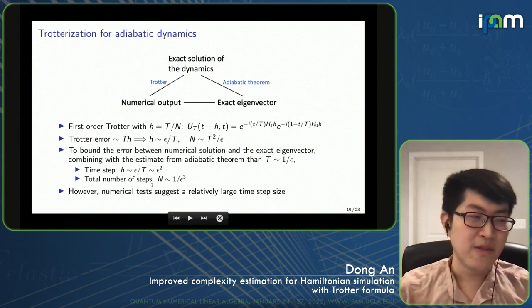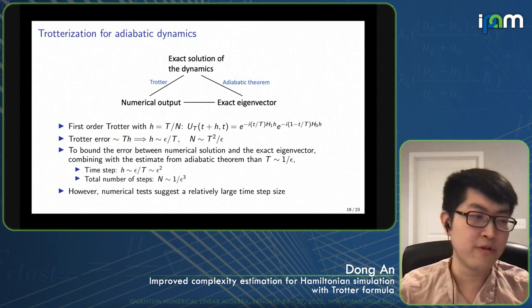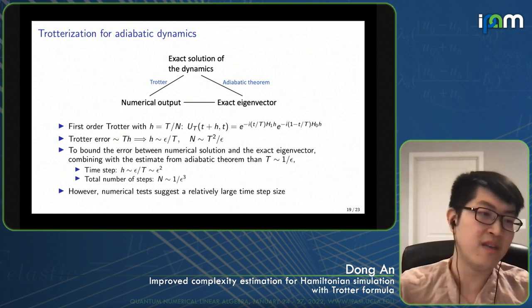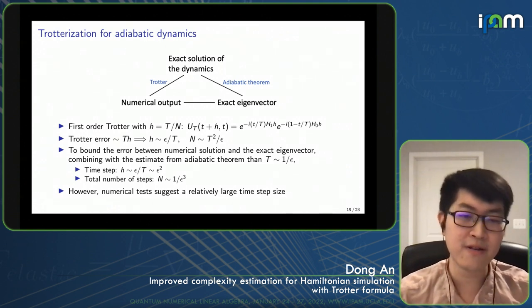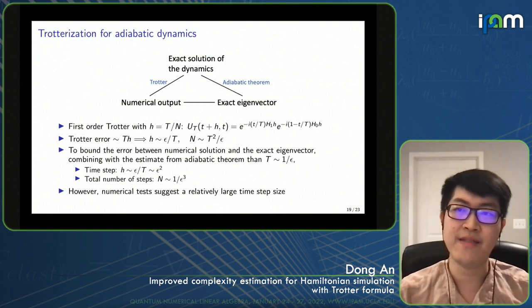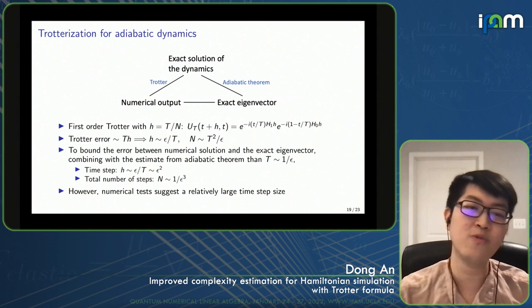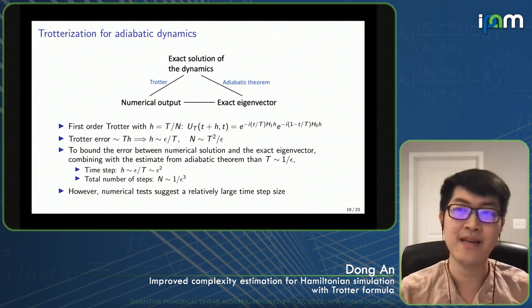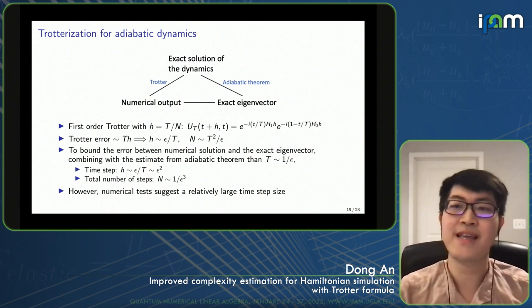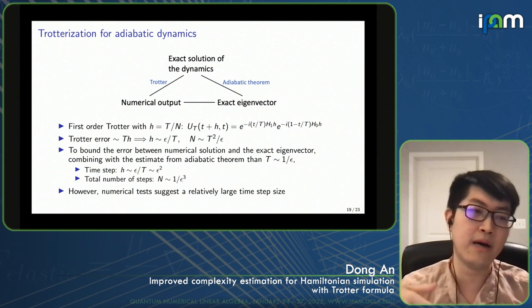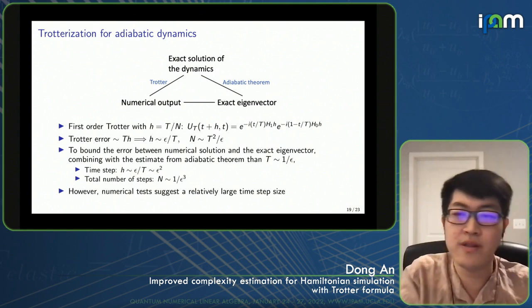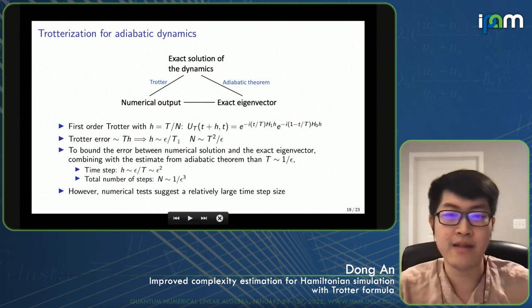There are many numerical tests in the literature of adiabatic quantum computing or quantum annealing. In their numerical setup, they use a relatively large time step size, and they observe that the error within the Trotter is not that large, even with a relatively large time step size. So we really don't need a very small time step size. Now we would like to understand this theoretically and try to bridge the gap between the theory and the heuristic.